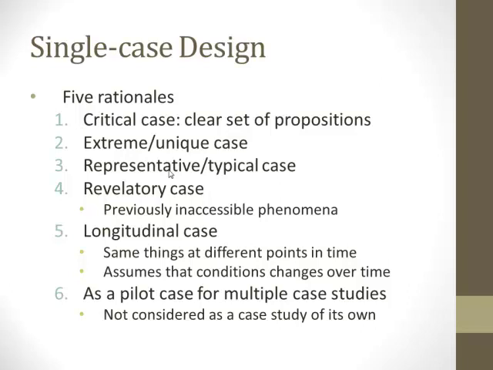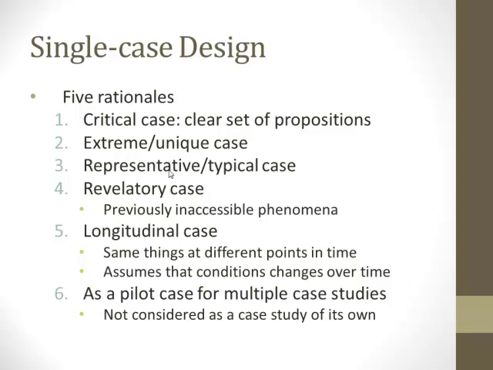Kind of the opposite of that is the representative or typical case. This is where we try to find an average or a typical case in order to represent a larger set of forces. This can be dicey because unless you're pretty sure what dimensions you're sorting representativeness on, you can end up with typical cases which aren't so typical in a lot of different ways.